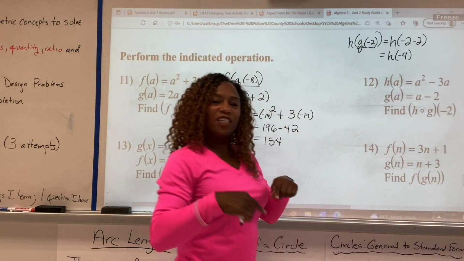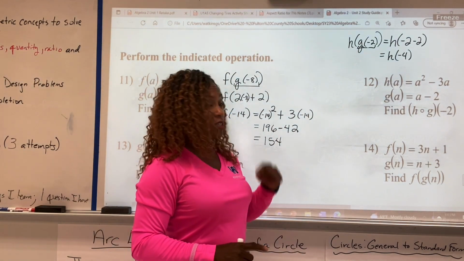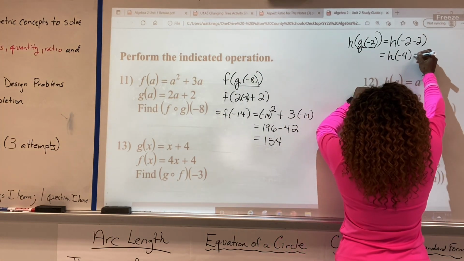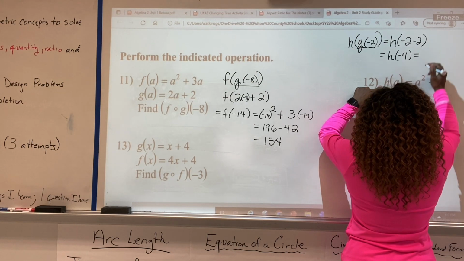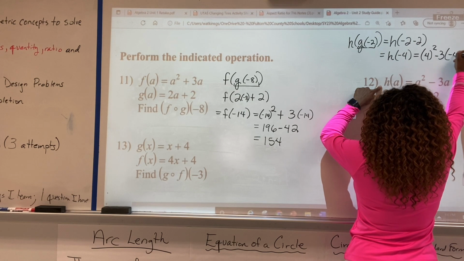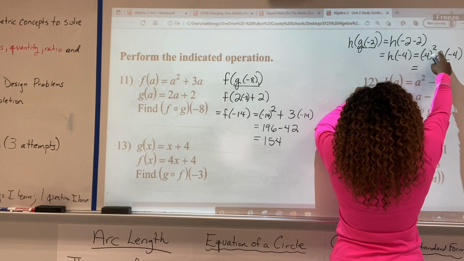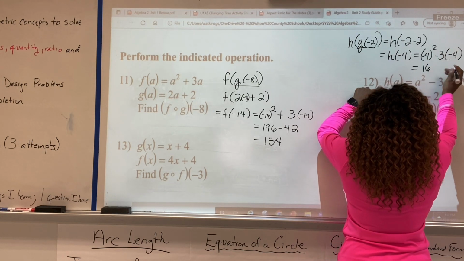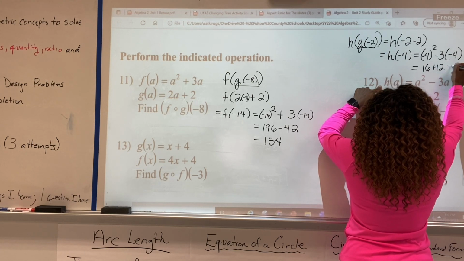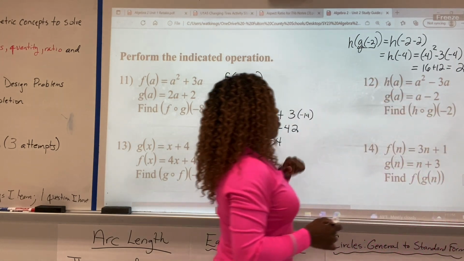So now I'm down to h of -4. That tells me to write the h function, but replace the variable with -4 now. The h function is a squared minus 3a. So I'm going to replace my variable and write -4 squared minus 3 times -4. What does that give me? A -4 times itself is a positive 16. A negative times a negative gives me a positive 12. And my final answer is going to be 28 for number 12.